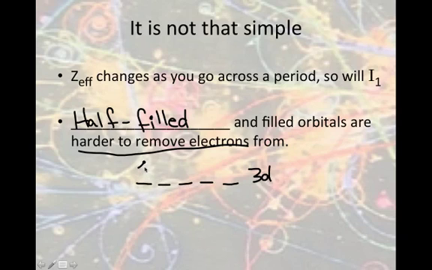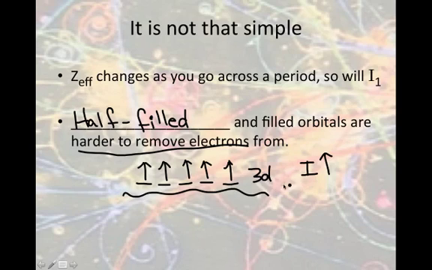We already talked about why the chromium family and the copper family would be considered exceptions. So if we had this type of configuration with 5 electrons in the 3d orbital, then this is what's considered a half-filled orbital. Since this is so stable, then we would see a spike in the ionization energy when we get to this particular configuration because it's more stable than having, say, 4 electrons here. So chromium kicks an electron out of the 4s and moves it to the 3d so it can achieve this more stable configuration of 5 electrons, a half-filled orbital.